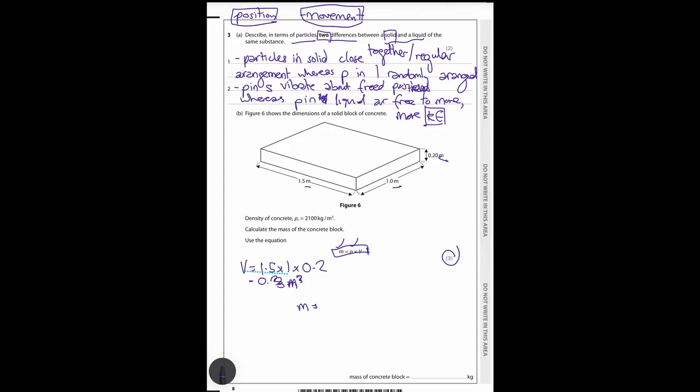So I'm going to write down the other equation: mass equals density times volume. I'm looking for mass, so I write down M first. The density it gives me is 2,100. The volume it gives me is 0.3. I'm going to put that into my calculator, and I'm going to get 630, and that's fine. So 2 significant figures. I'm going to write the answer to 2 significant figures there, and I'm happy that that's the right answer. So the next part of this question is essentially just recall or content stuff.